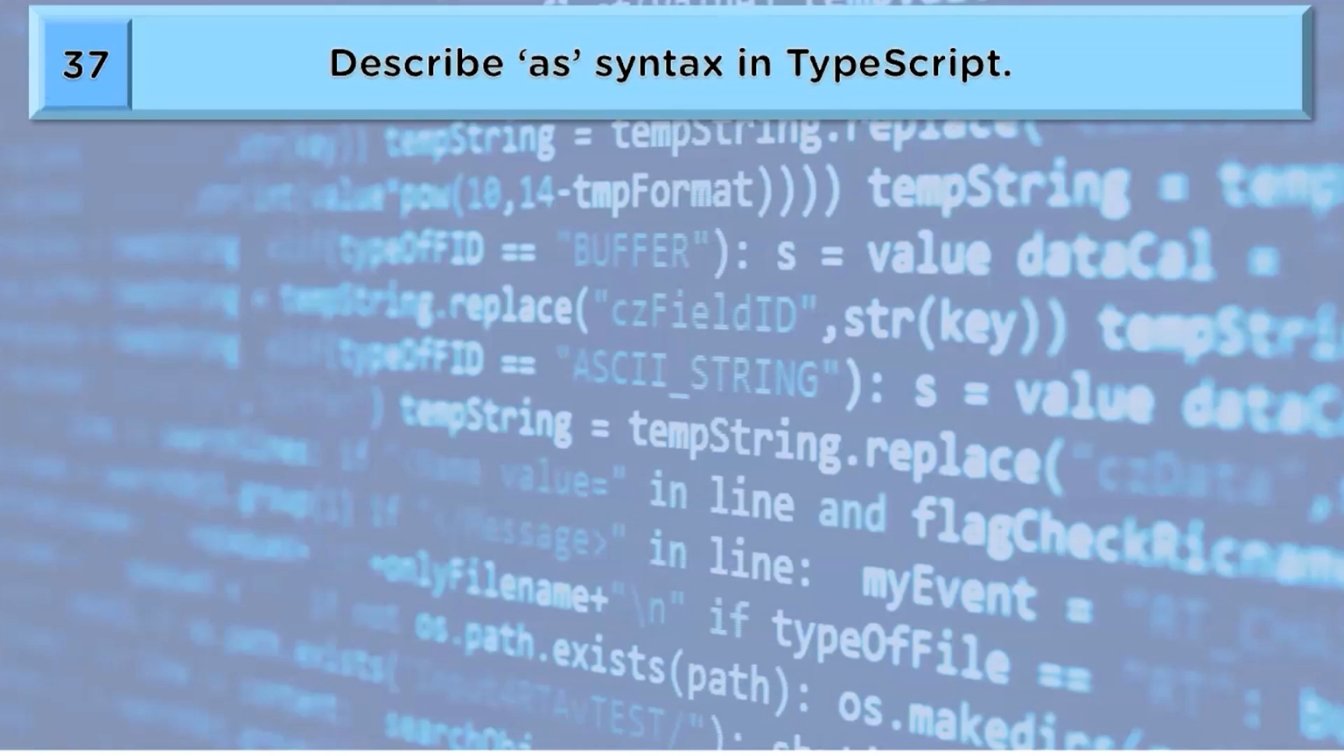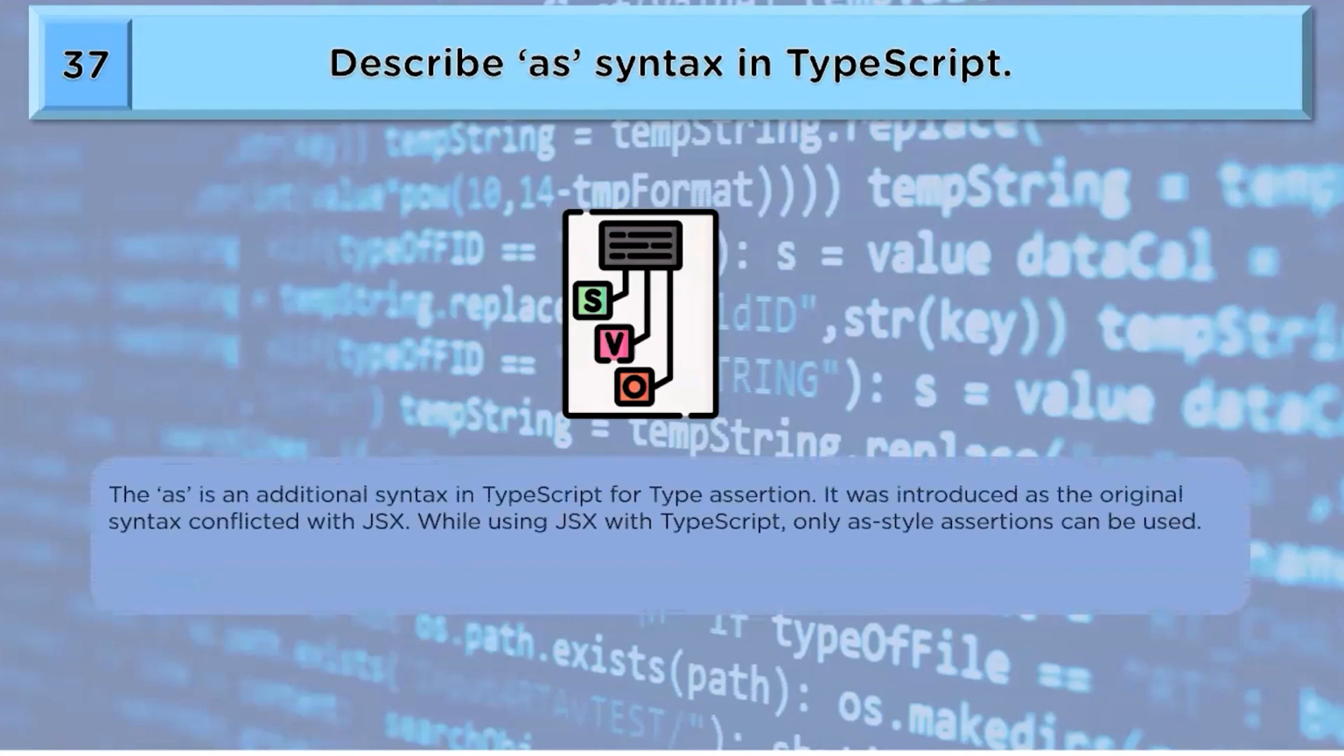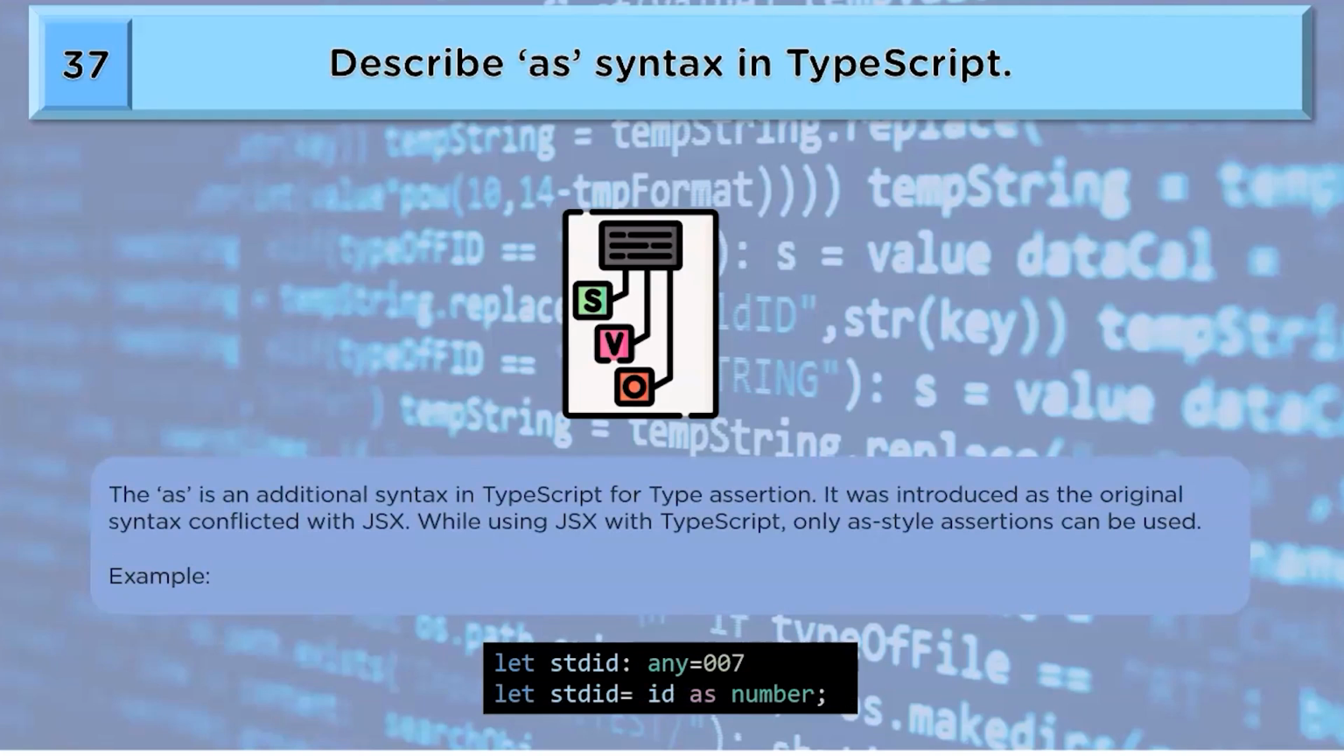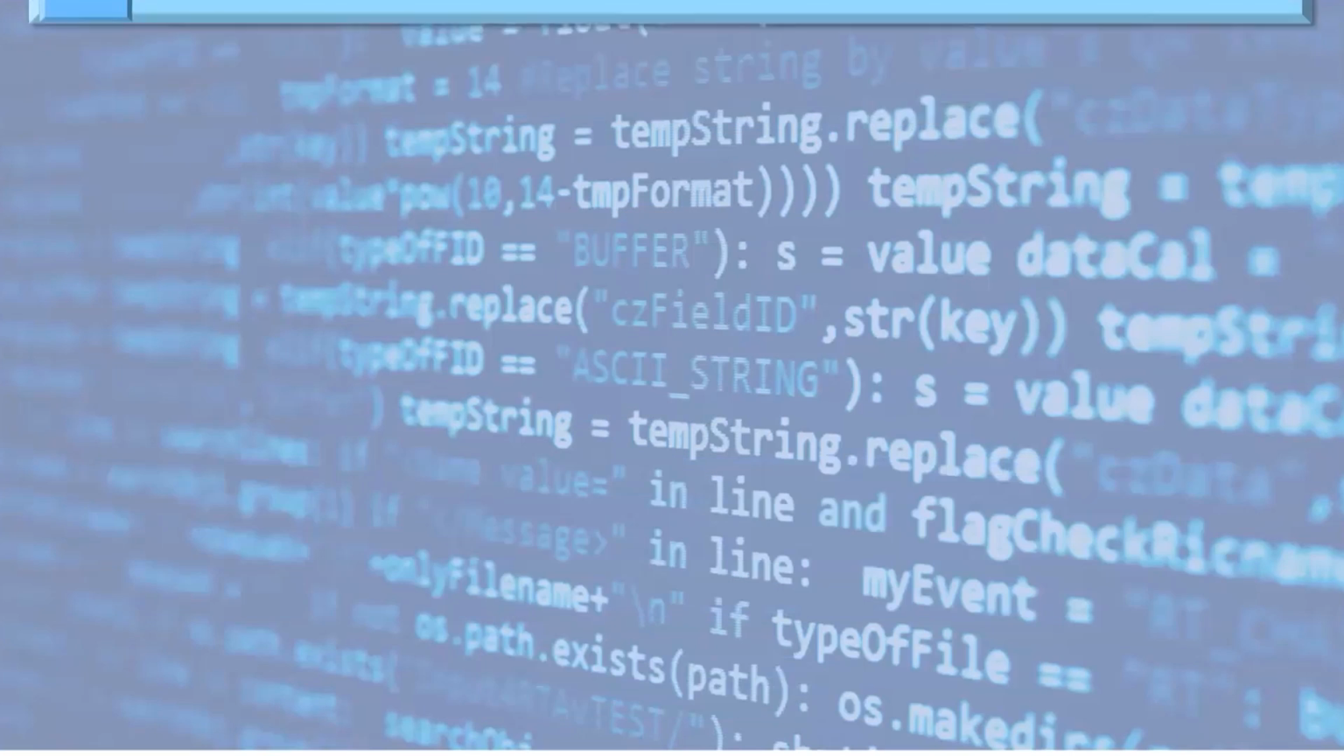Describe the as syntax in TypeScript. The as is an additional syntax in TypeScript for type assertion. It was introduced as the original syntax conflicted with JSX. While using JSX with TypeScript, only as-style assertions can be used.